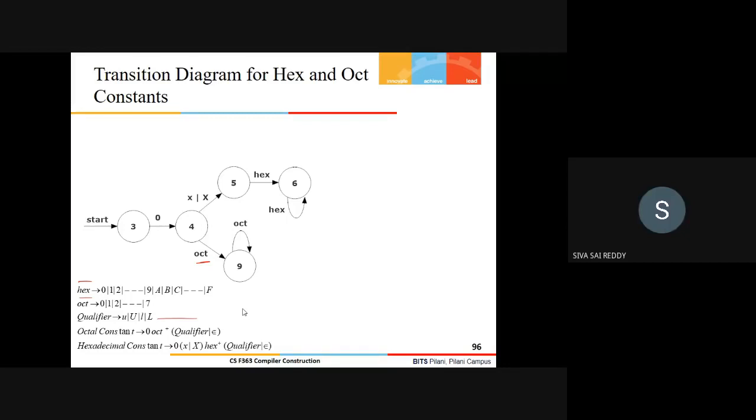If we get a qualifier, we can go to final state. It will read the qualifier and that will take to some state, and we'll call that a final state. And what action do we need to perform here? We'll return the token, let's say hexadecimal constant, and the corresponding lexeme here. Is there anything apart from this? Is there only one action which has to come out from state 9, or any other action?